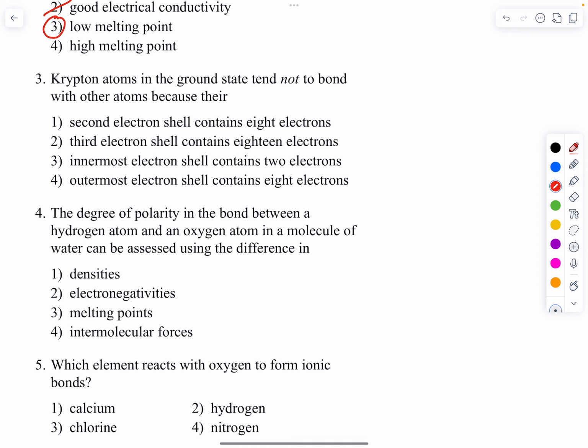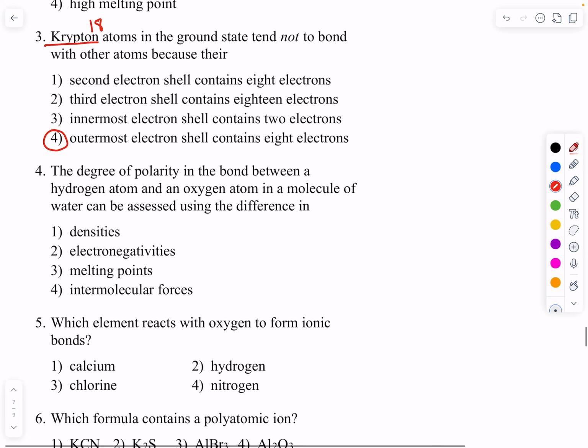Krypton atoms in the ground state tend to not bond with other atoms because you should recognize krypton as a group 18 element. It's a noble gas. Why do they tend to not bond with other atoms? Their outermost electron shell contains 8 valence electrons. So noble gases do not bond. That's why they're the noble gases, right? They're noble. They don't like anybody. They don't bond.